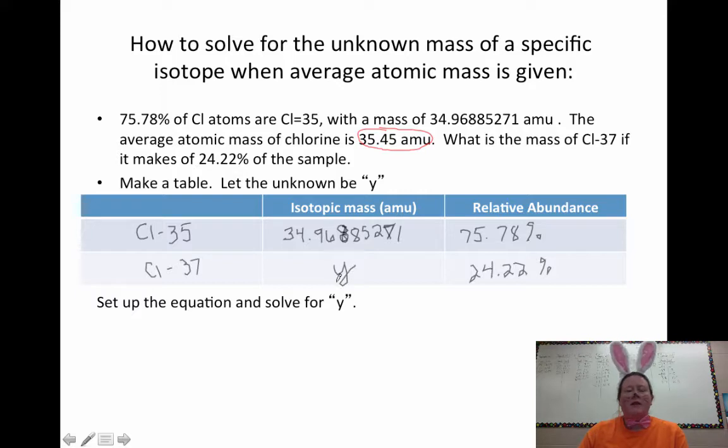And we are going to have our unknown be y. So we're going to set up the equation the same way, and this is why I wanted you to keep it all on one line, because it turns into a simple algebraic expression where we set it equal to this. So this is what we're solving for. So I'll set it up. I have my percent, 0.7578. Remember, I'm turning my percent into a decimal times this big number.